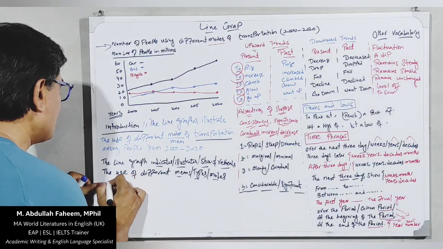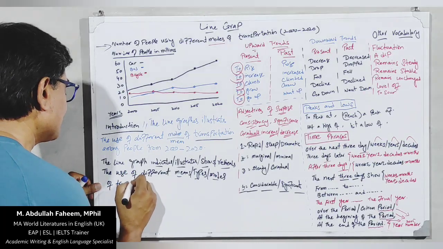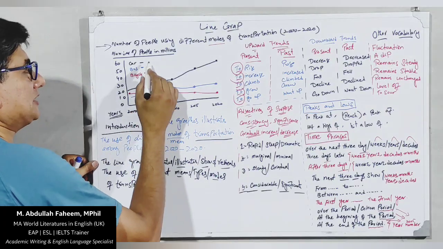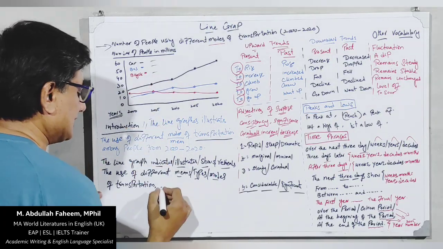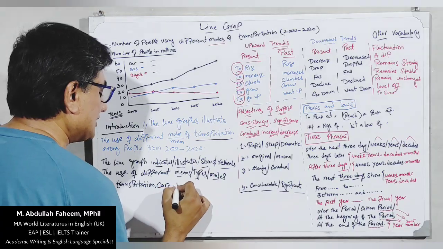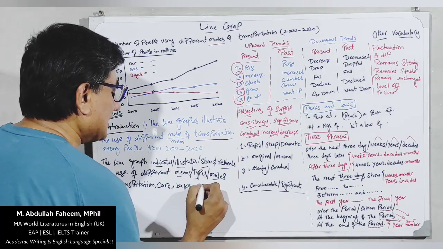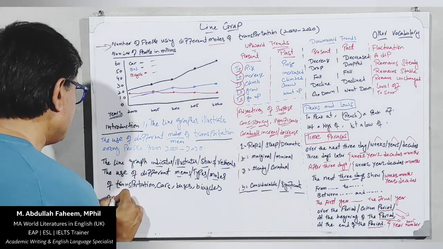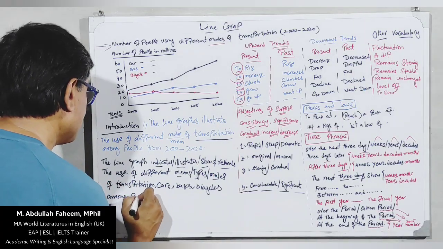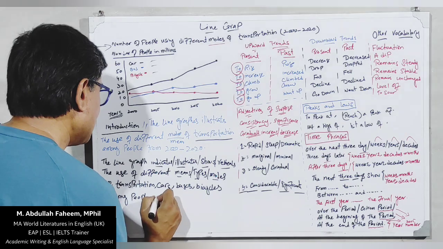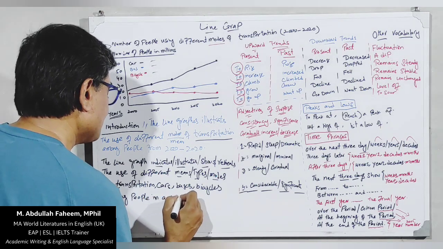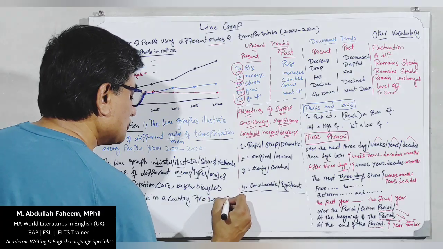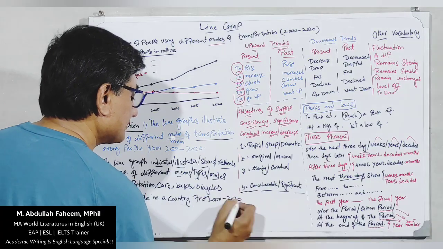Modes of transportation. So what are the modes of transportation? Cars, buses and bicycles. We need to mention them. Cars, buses, bicycles, among people in a country from 2000 to 2020.